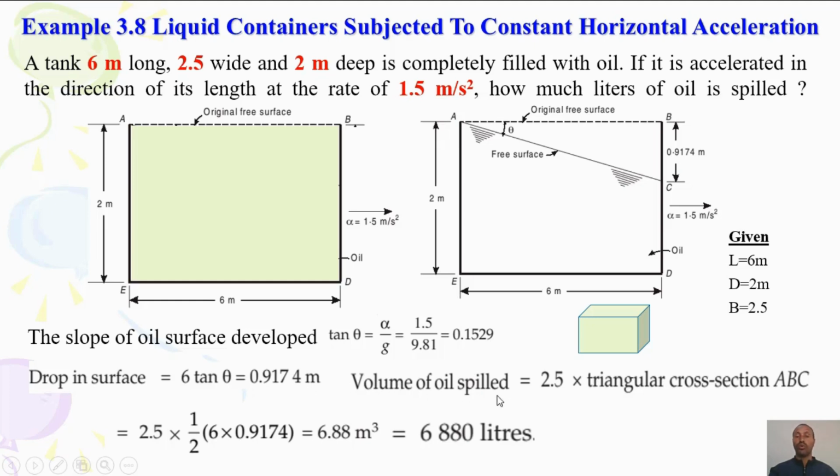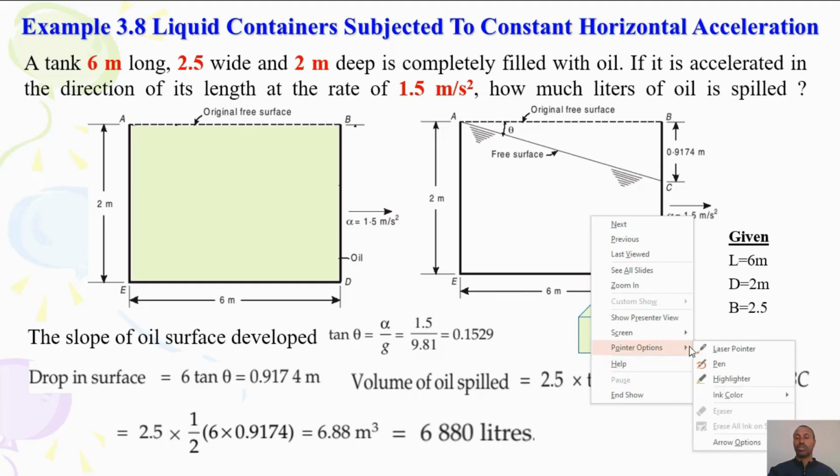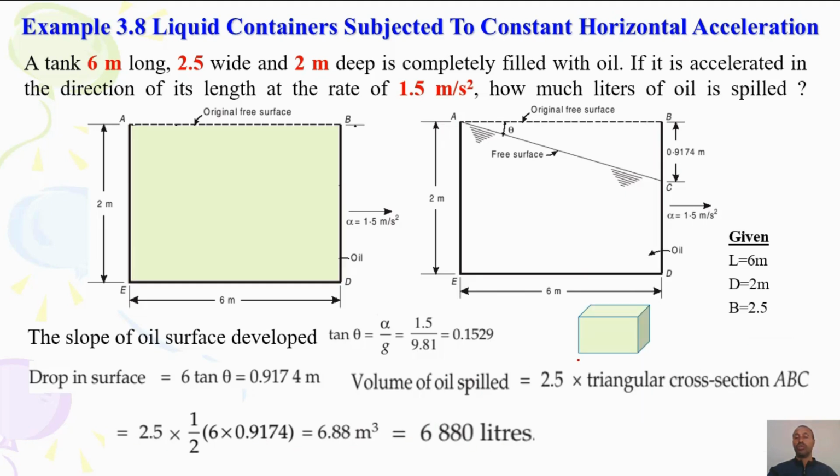0.9174. The volume of oil spilled will be the area of the cross section spilled out times the width, which is 2.5. The triangular cross-sectional area ABC, since it is a triangle, is half times the length 6 times the height. Then you get the result, 6.88 cubic meters. Convert into liters by multiplying by 1000, so 6880 liters of oil will be spilled out if it is completely filled.